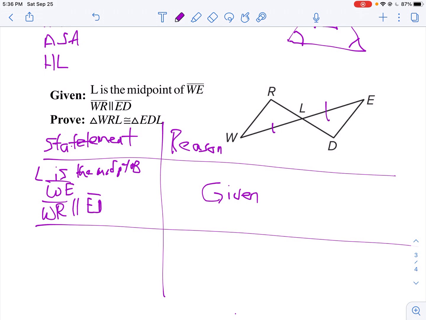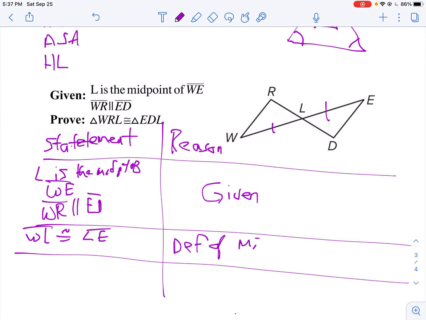So in other words, WL is congruent to LE. My W looks kind of sick there. I'm going to rewrite the W. And why do we know that? Well, because we had this vocabulary word. The vocabulary word is the midpoint. So it's the definition of midpoint.